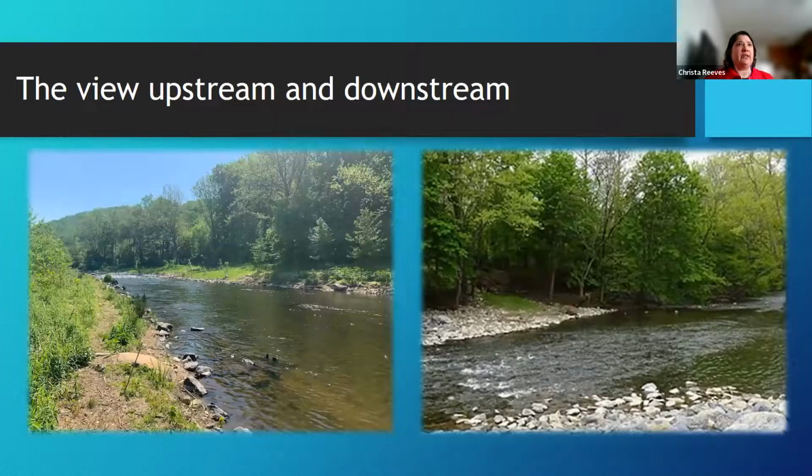So this is after it came out. The view upstream is the photo on the left-hand side, from the actual dam, and then downstream is on the right-hand side. So there was a lot of riprap used, coir matting, and lots of live stakes went in. The riparian buffer has not fully grown back in, so there's not a lot of mature trees on either side just yet to help provide canopy.